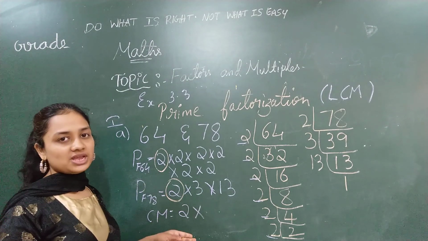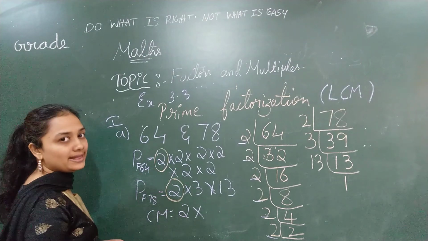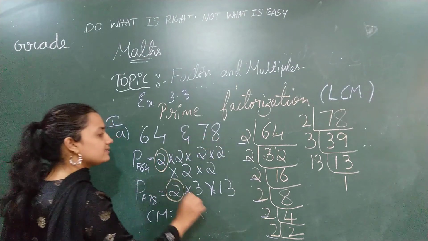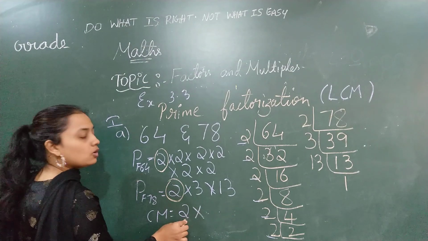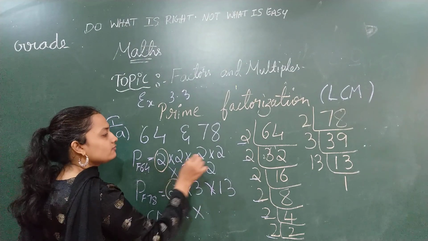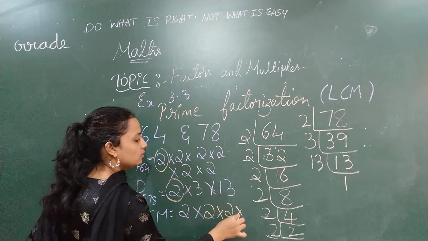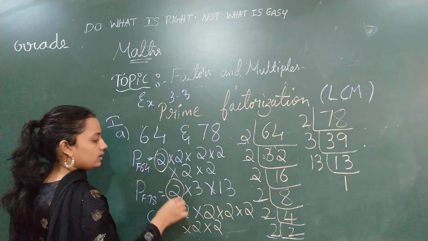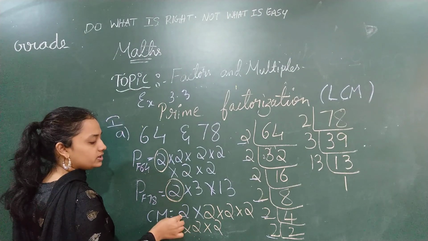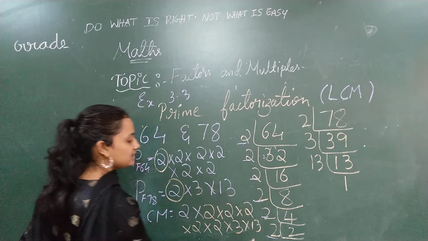Here is a little change for LCM. I take the common one out and then whatever is remaining here, I have to write them also. See, this is the common one. I have to write the others also down. 2, 2, 2, 2, 2. This 2 I am not going to write because I have already taken it common. So remaining is 3 and 13.